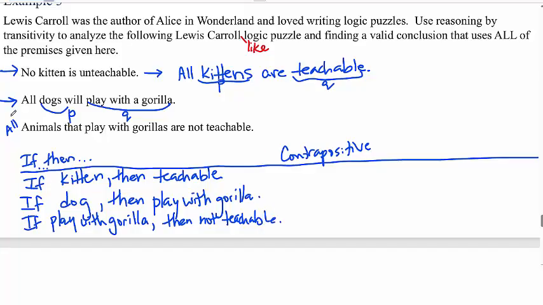Let me move this little line over here. Not teachable.